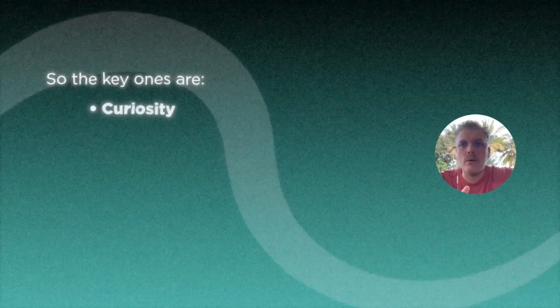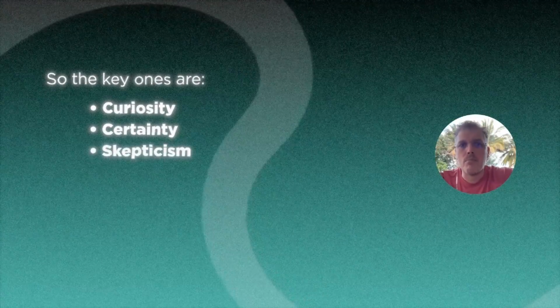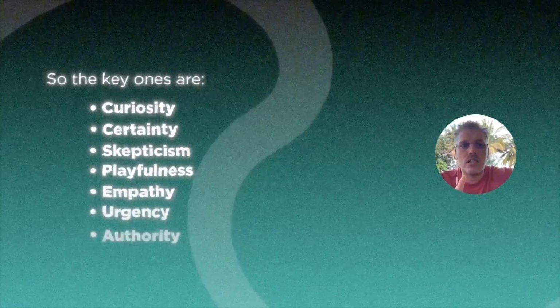So as a salesperson, I don't need you to be a character, but I need you to understand that you have to act in a very human way the entire time. Otherwise, there's going to be issues, and they're not going to trust you, and it's going to be an X factor. So the key ones are curiosity, certainty, skepticism, playfulness, empathy, urgency, and authority. All right, we're going to be breaking those down one by one.